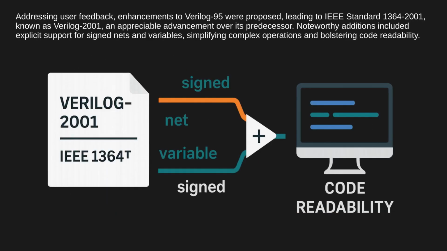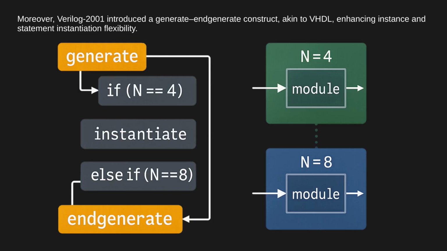Addressing user feedback, enhancements to Verilog 95 were proposed, leading to IEEE Standard 1364-2001, known as Verilog 2001, an appreciable advancement over its predecessor. Noteworthy additions included explicit support for signed nets and variables, simplifying complex operations and bolstering code readability. Moreover, Verilog 2001 introduced a generate-endgenerate construct, akin to VHDL, enhancing instance and statement instantiation flexibility.